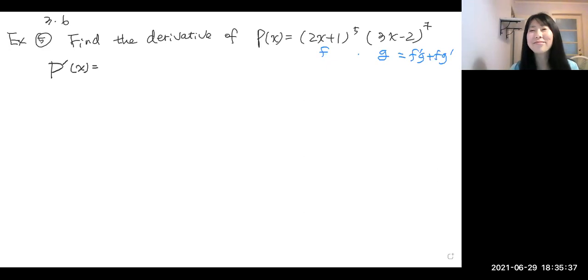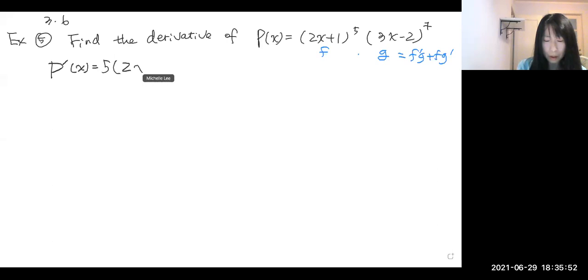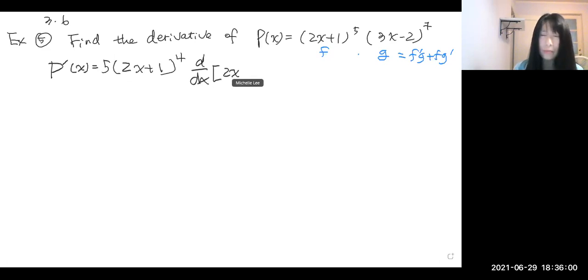Would it be just 5 times (2x plus 1) to the 4th power? Would we just do that without taking out what's in the middle? Very good. So 5(2x plus 1) to the 4th power. Now, we're going to do chain rule again, right? We're not done yet. There is f prime completely, okay?